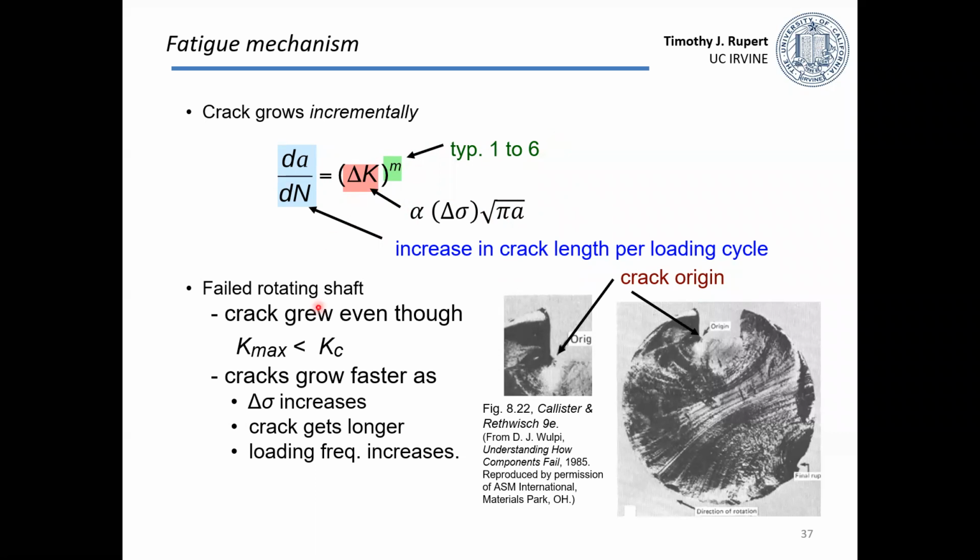On the bottom here is an example where this was a rotating shaft, an engineering component. It had a piece cut out because the component needed that, so it effectively had a flaw. The sample failed because the crack grew, even though that local stress intensity factor was below the fracture toughness of the material. Generally, cracks are going to grow faster as delta sigma increases, as the stress cycles get larger, as the crack gets longer, and as the loading frequency increases. These are all more extreme deformation scenarios.